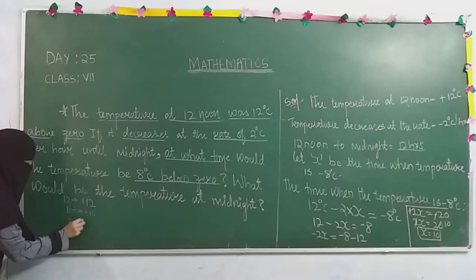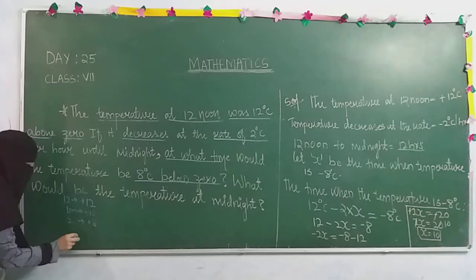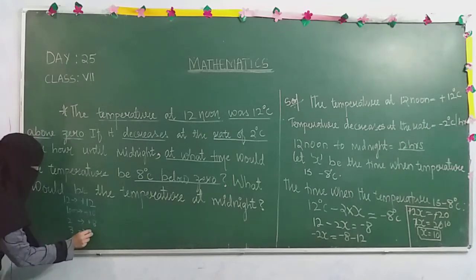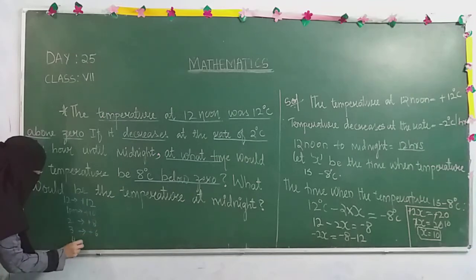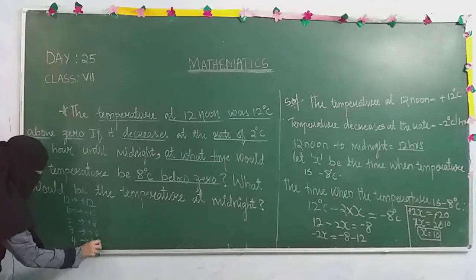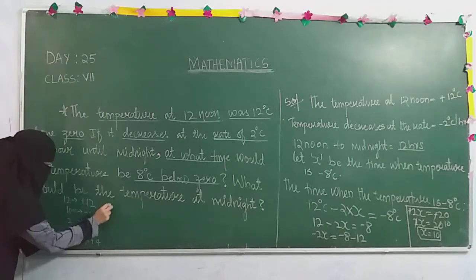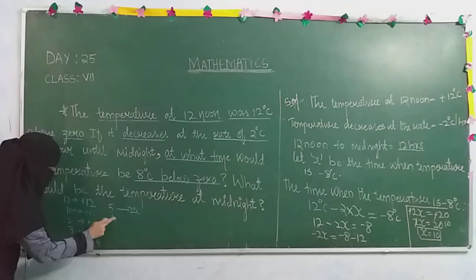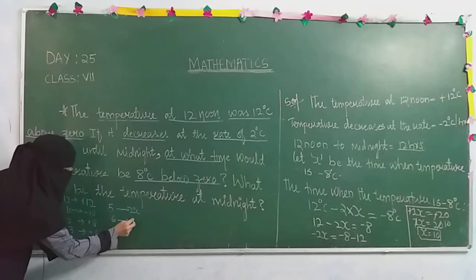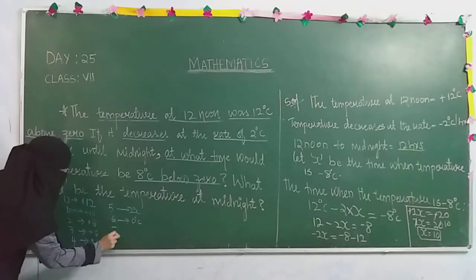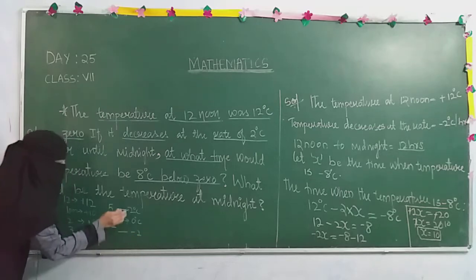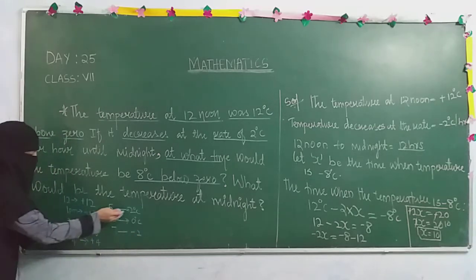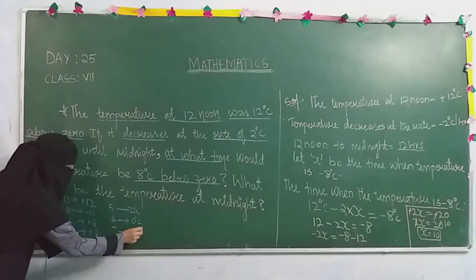Then after that at 2 the temperature becomes plus 8. Then at 3 the temperature becomes 6. At 4 the temperature is 4. Then at 5 pm the temperature becomes plus 2 degrees centigrade. At 6 the temperature becomes 0 degrees centigrade. Then at 7 it becomes minus 2, because after 0 the numbers will be negative. So I am representing it with a minus sign, minus 2 degrees centigrade.